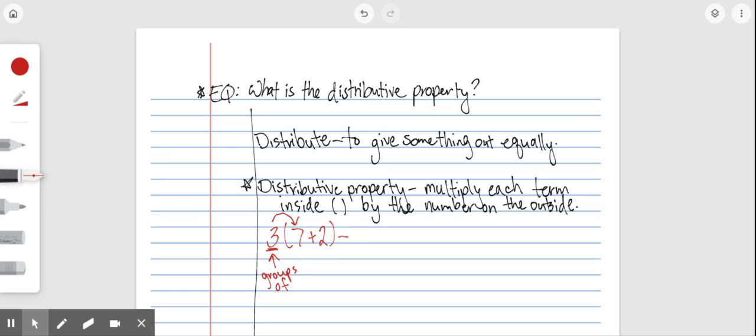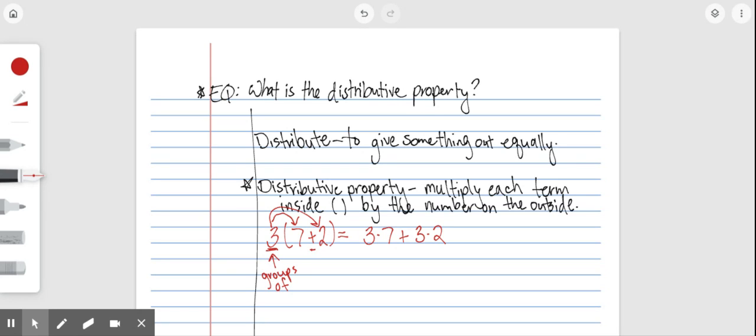of 7. 3 groups of 7. Notice that's a multiplication. And so I keep this addition, 3 groups of 2. And that word of tells me to multiply. So distributive property takes the number on the outside, and it multiplies each term on the inside by it.